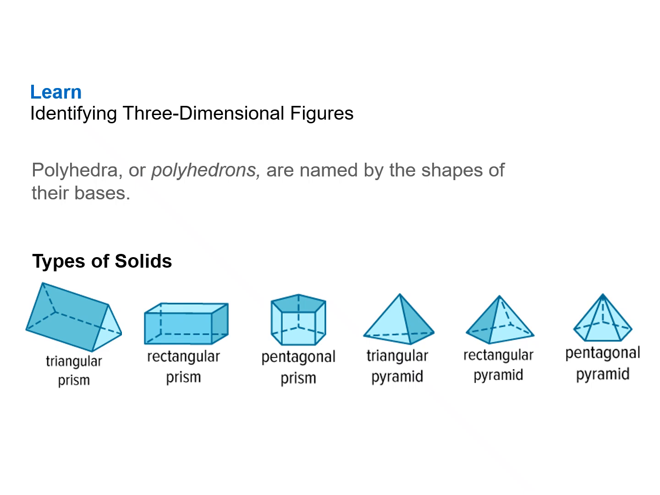And then when we move to pyramids, they're also named by their bases. This is a triangular pyramid, a rectangular pyramid, and a pentagonal pyramid. Using that knowledge will help you to solve problems where they tell you the name of the shape.